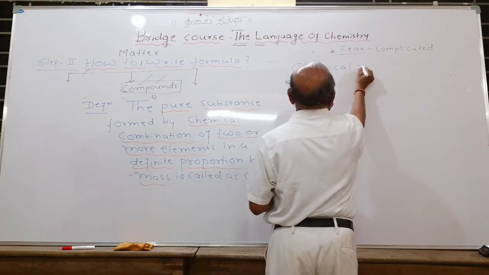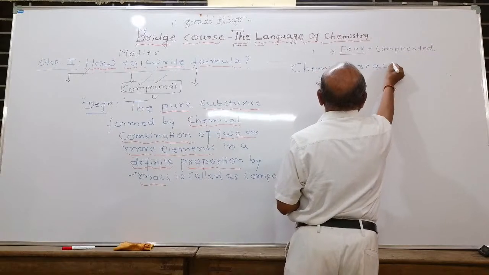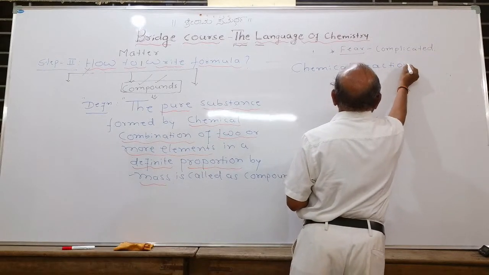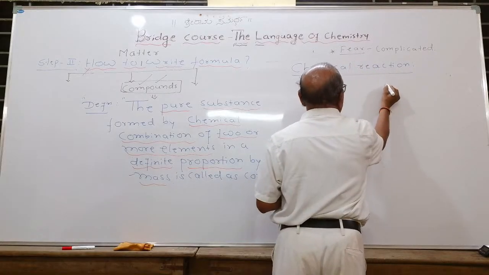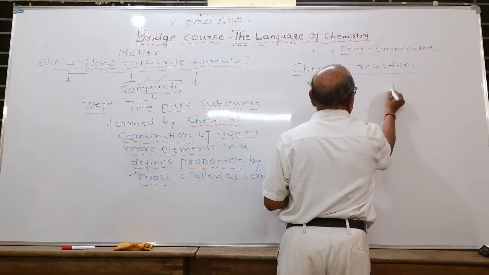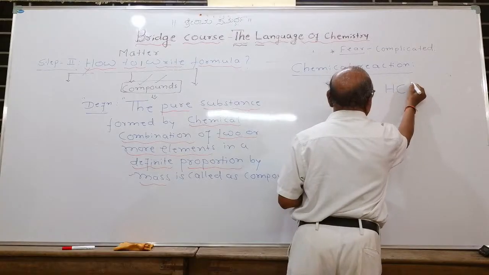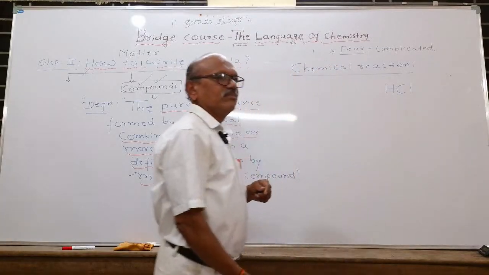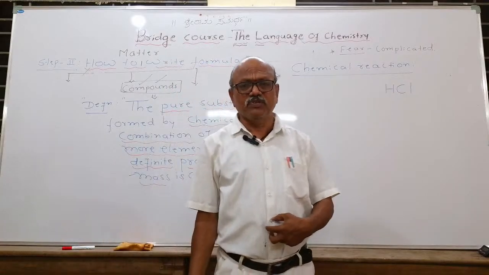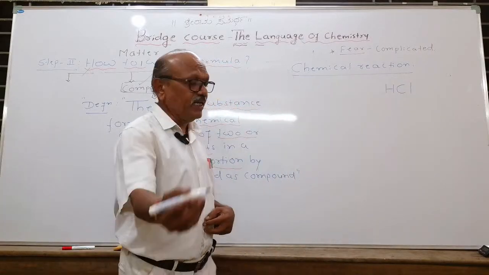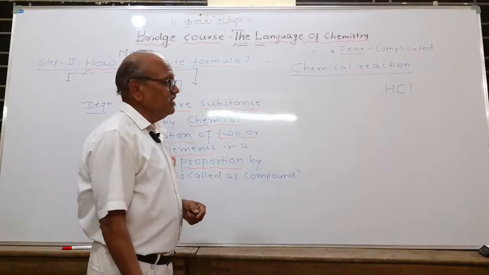Chemical reaction. Chemical combination, a compound is formed. Suppose that I take a compound. How is hydrogen chloride formed? You know the simplest compound, an acid, it is HCl. Hydrochloric acid is the formula. This is the gastric juice present in our stomach. You will be studying it in acids, bases and salts, right?